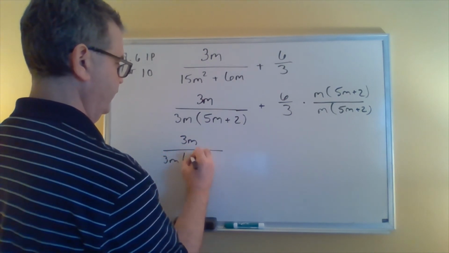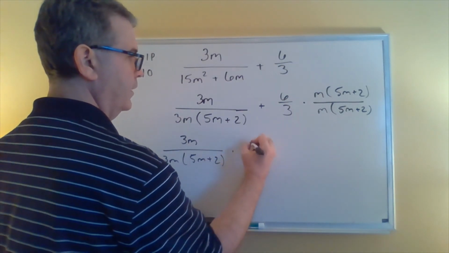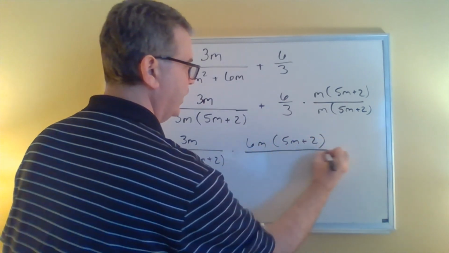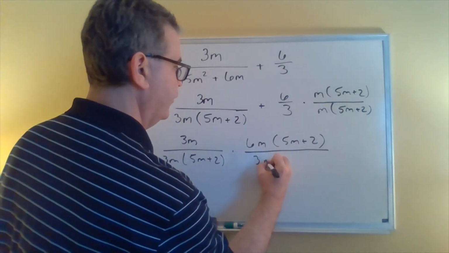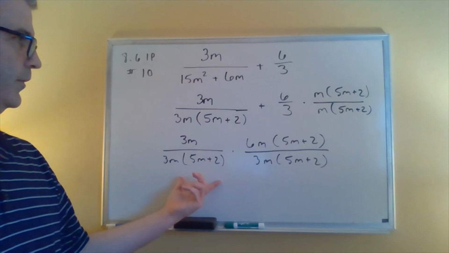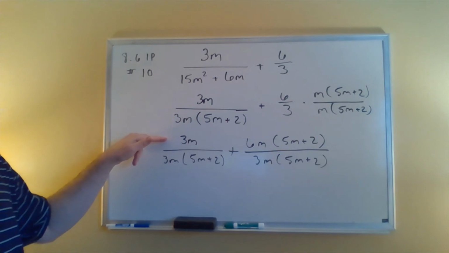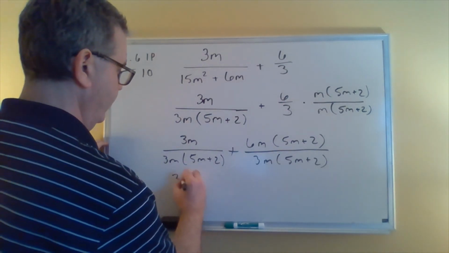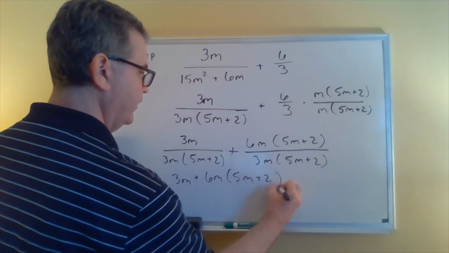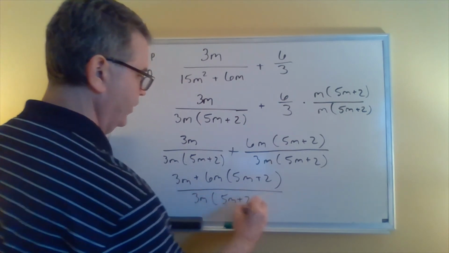We'll get, this doesn't change over here yet. We need to multiply 6 through there. I'm going to get 6m times 5m plus 2. That's my new numerator. And my denominator will be 3m times 5m plus 2. So I do have my common denominators here. That should be a plus sign, I'm sorry. So I have my common denominators here. So now I can combine my numerator. So I'm going to get 3m plus 6m times 5m plus 2, all that over 3m times 5m plus 2.